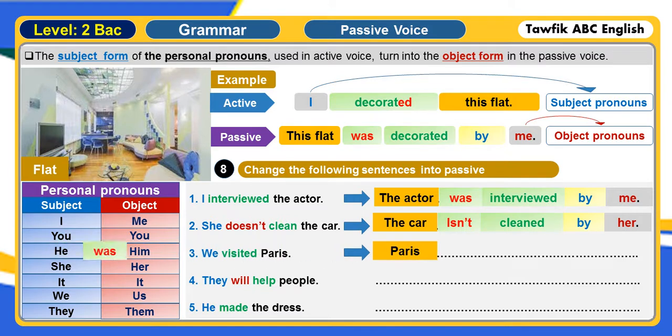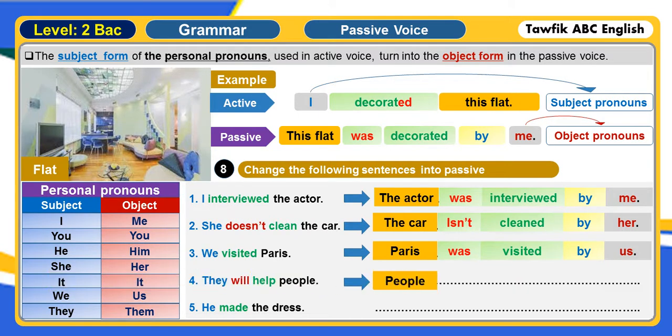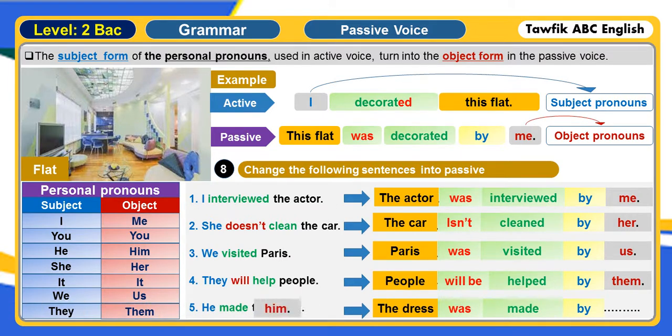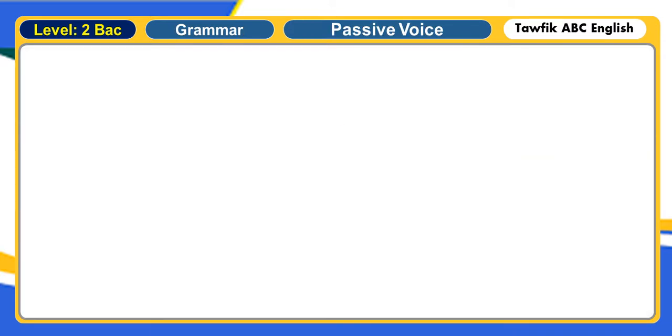We visited Paris. Paris was visited by us. They will help people. People will be helped by them. He made the dress. The dress was made by him. Is that right? So this is concerning subject pronouns and object pronouns. Move on to the next.